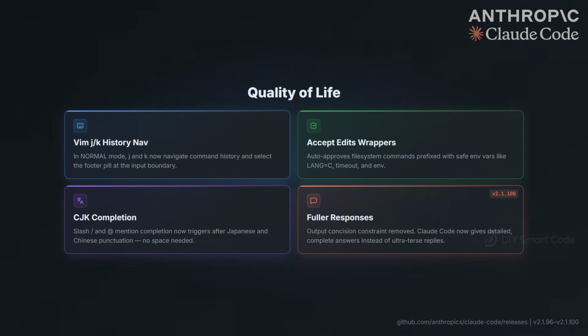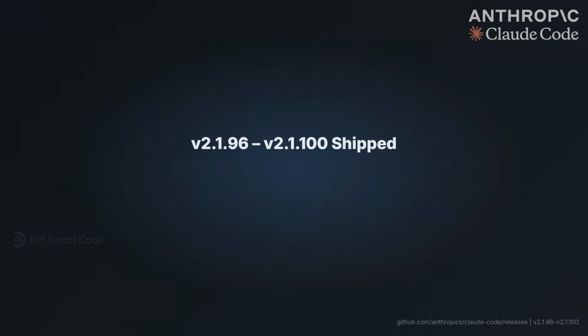And 2.1.100 removes the output concision constraint. Answers are fuller now. That is everything shipping in 2.1.96 through 2.1.98. To update, run claude update in your terminal.